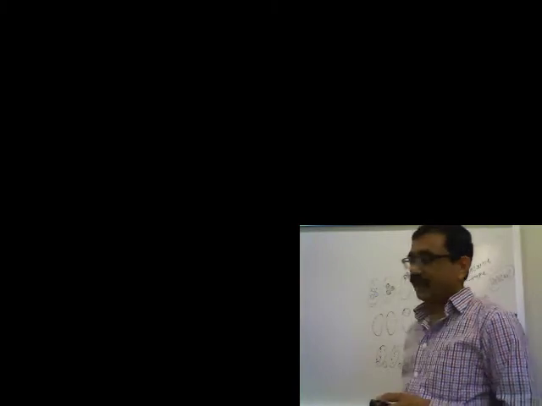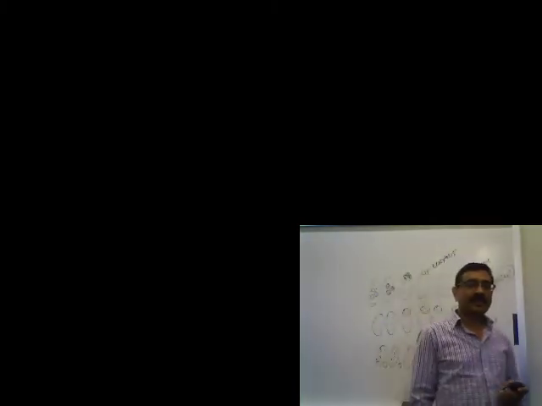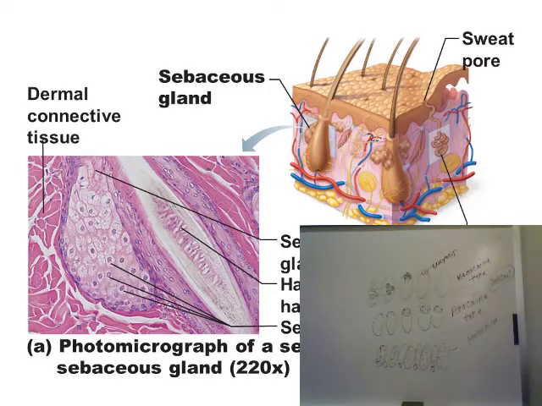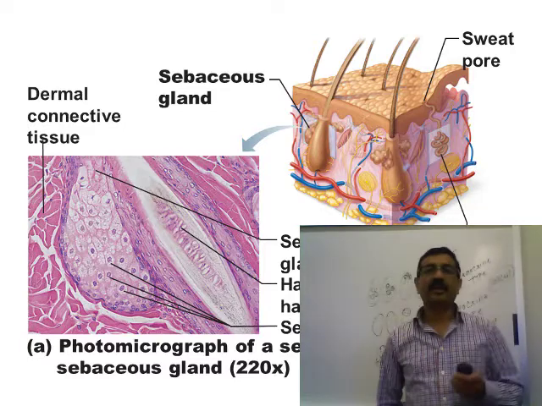Here you see in this picture the sebaceous glands are attached to the hair follicles. This part is the hair follicle, and these are the sebaceous glands, attached to the hair follicles.